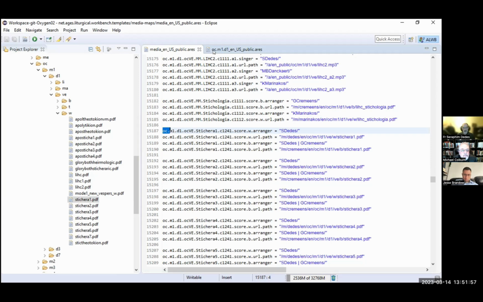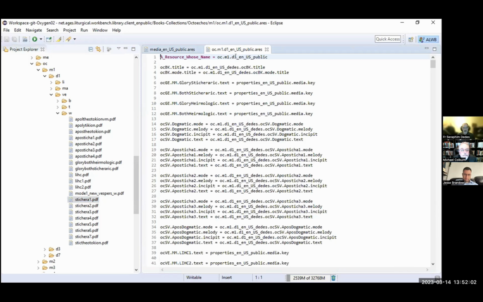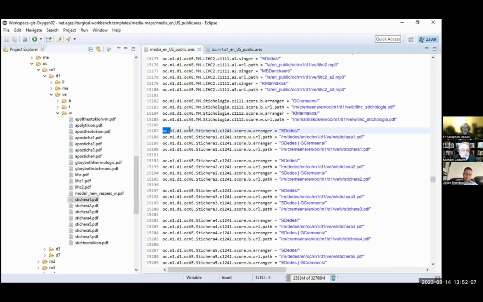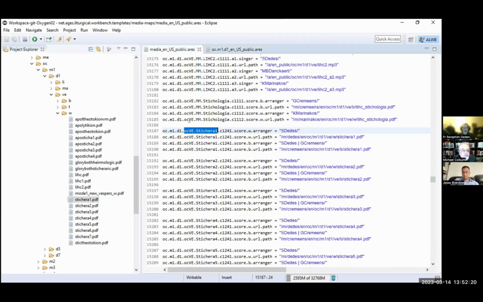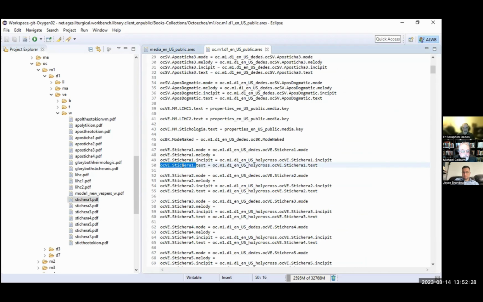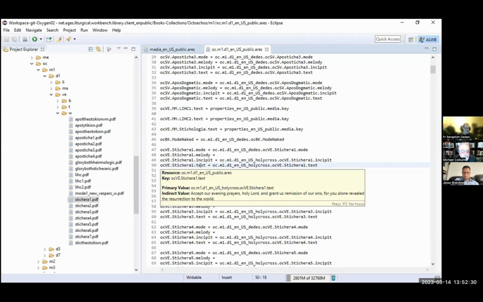So OC M1 D1. All right, here's OC M1 D1. That's the file, right? And then the key name, OCVE sticheron 1. OCVE sticheron 1, exactly that, right? And, okay, so since it's public, that gets us to the public file of the octoechos and this key, and now it's tied to the text of that key.